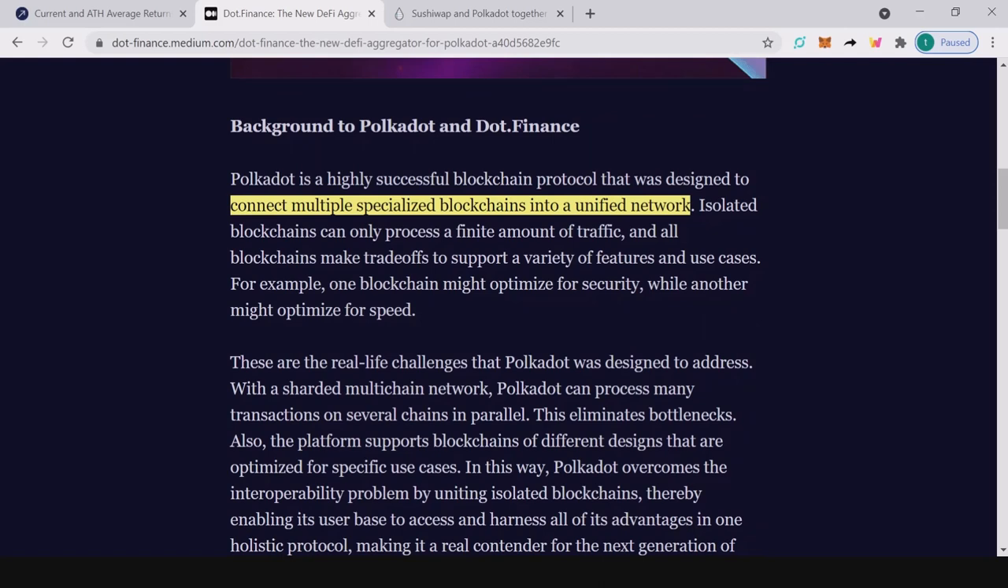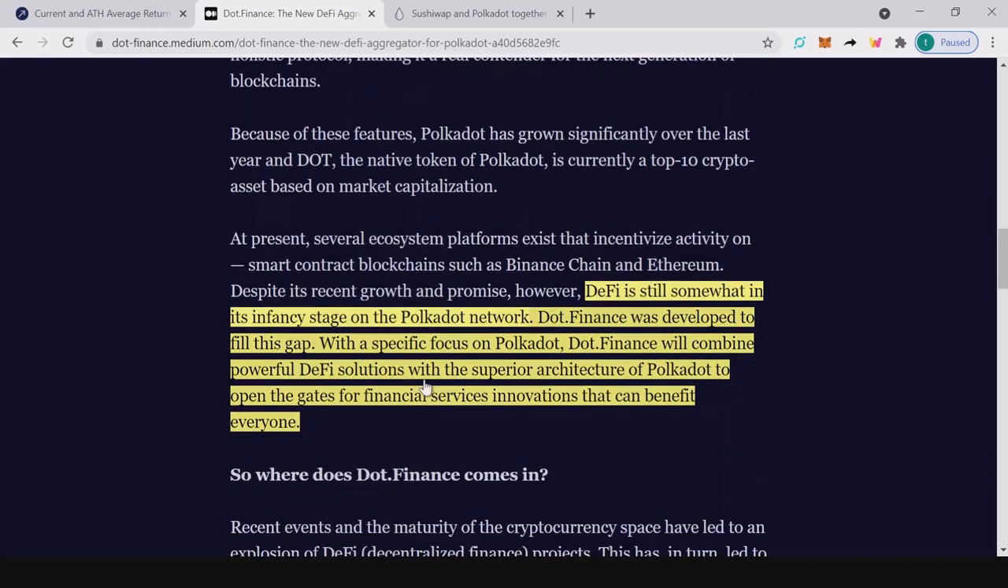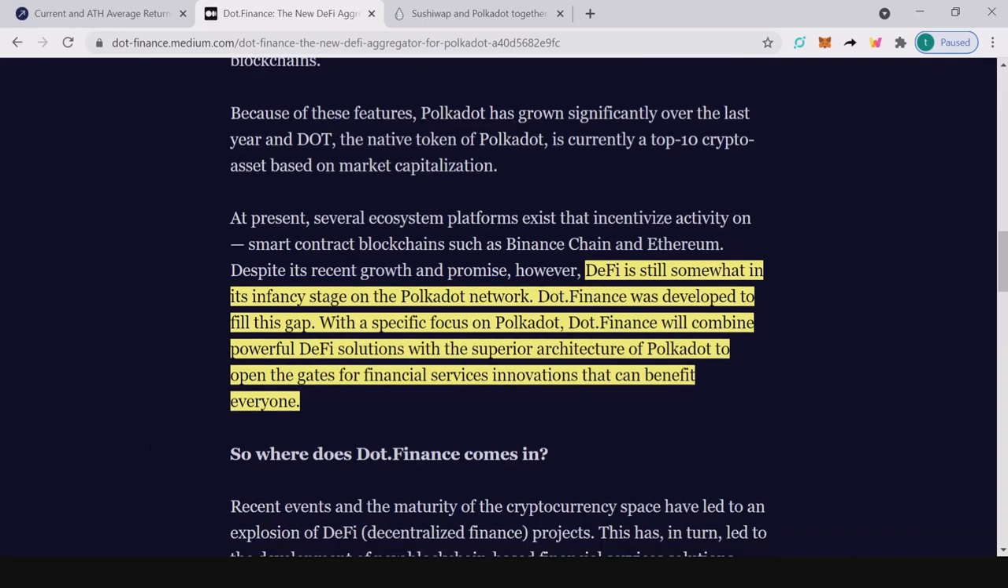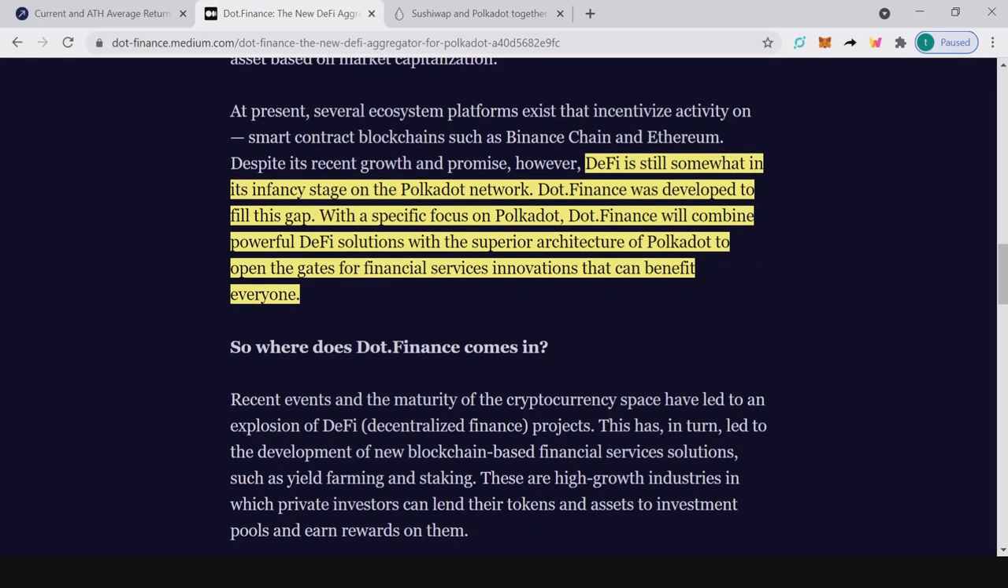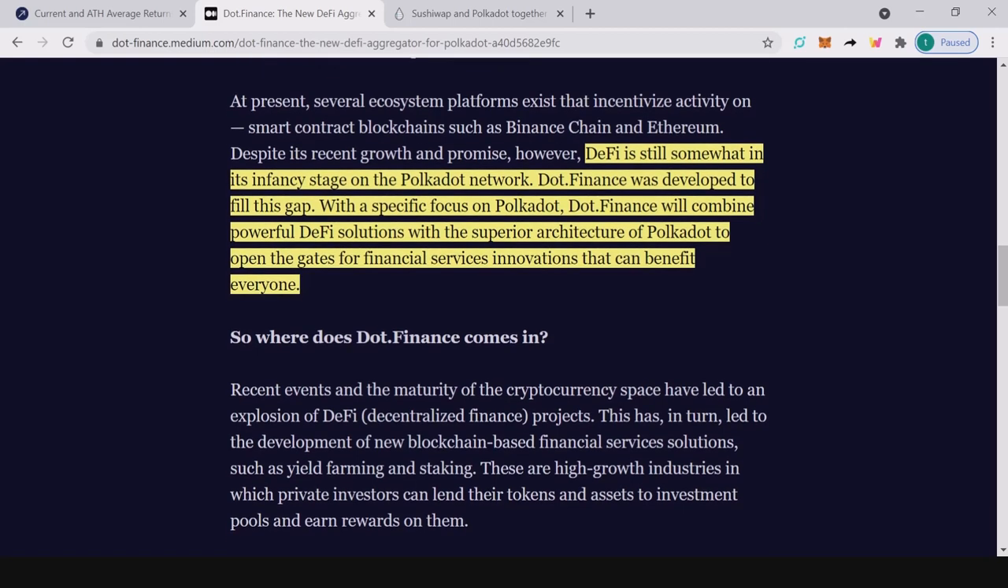So we all know about Polkadot and what it is. It's a successful blockchain designed to connect multiple specialized blockchains into a unified network. However, several ecosystem platforms exist that incentivize activity on smart contract blockchains such as Binance Chain and Ethereum. DeFi is still somewhat in its infancy stage on the Polkadot network. DeFi on Ethereum is big: Maker, Compound, Aave, Balancer. Binance Chain is coming up huge: PancakeSwap, big. But DeFi on Polkadot is not that. It's still small.